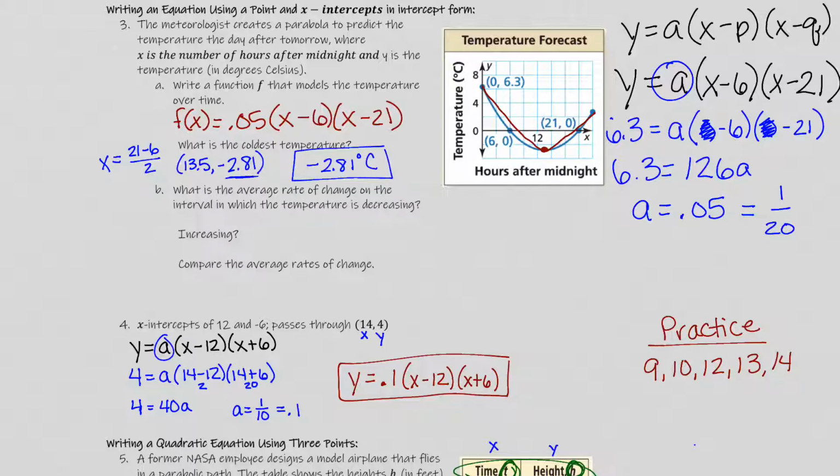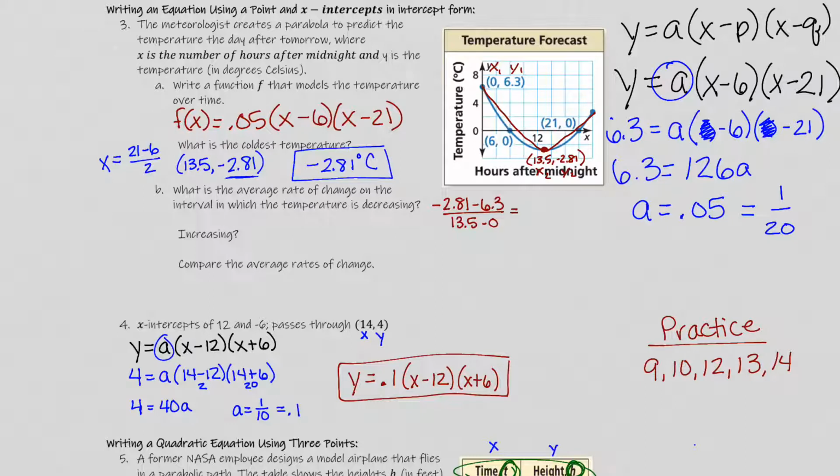So if I do decreasing, I know that my interval is when x is between 0 and 13.5, because remember this point is 13.5 comma negative 2.81. And slope is rise over run, so it's the difference of the y's over the difference of the x's. So if this is x1, y1, this will be x2, y2, okay? So I have negative 2.81 minus 6.3 over 13.5 minus 0.